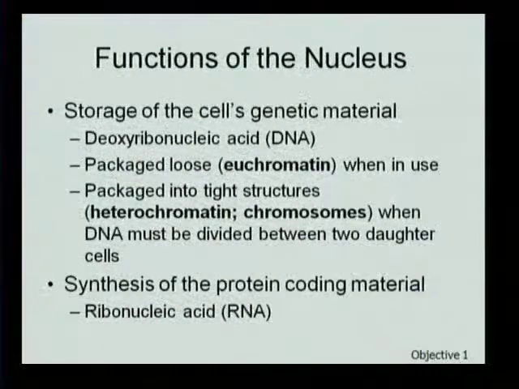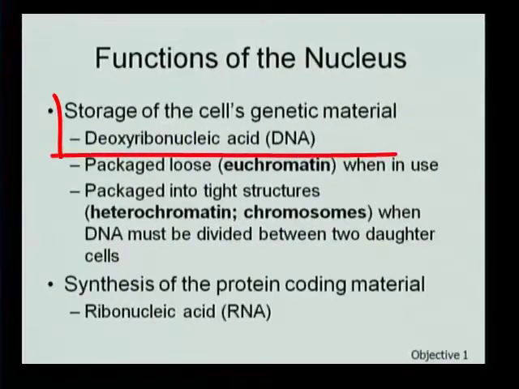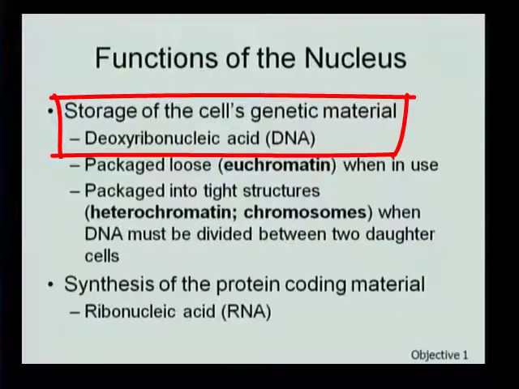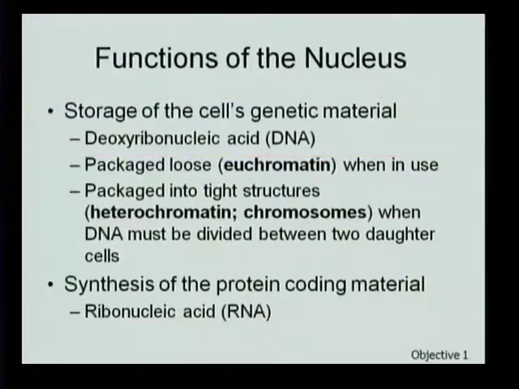So what are the functions of this structure? Now that we've looked at the anatomy of the structure, the microscopic anatomy of the structure, as is our usual practice, we're going to try to relate the structure to the function. So what are the functions of the nucleus? Well, the nucleus has the storage of the cell's genetic material, those codes that we talked about for making everything that the cell is going to become, everything that all of the cells of the body are going to become. As I mentioned earlier, it can either be packaged loose as euchromatin or packed into tight structures, heterochromatin.